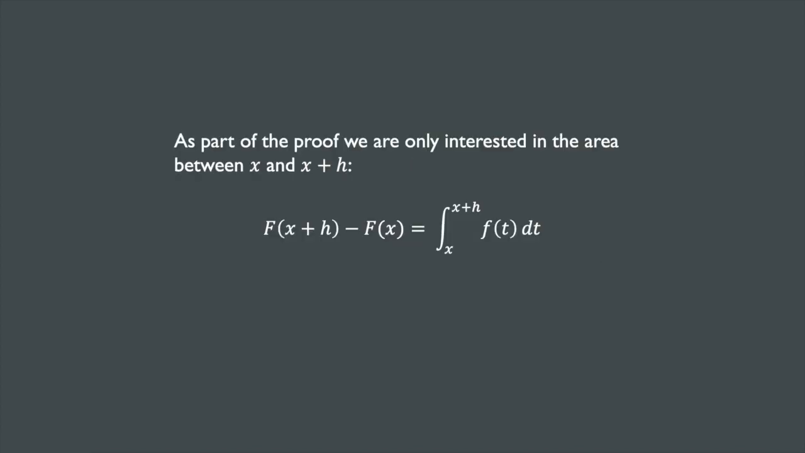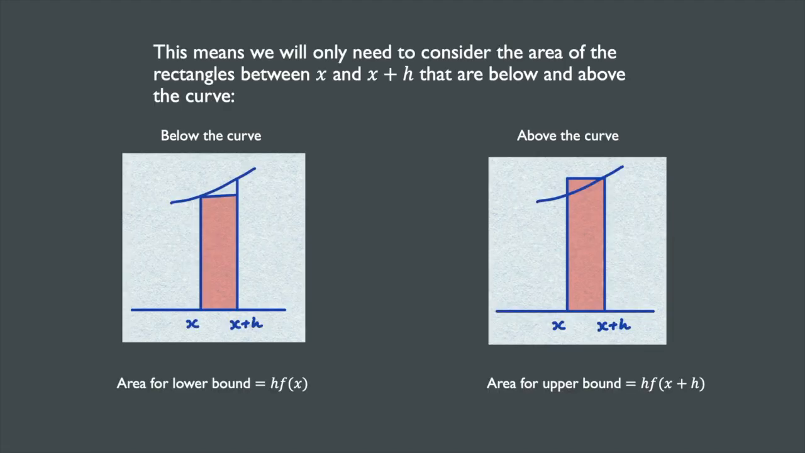Now, as we saw in the proof, we're only interested in the integral from x to x plus h, and that was taking the function of uppercase F of x plus h minus uppercase F of x. Okay, so in that case, this means we only need to consider the area of the rectangles between x and x plus h that are below and above the curve. So this is just one rectangle.